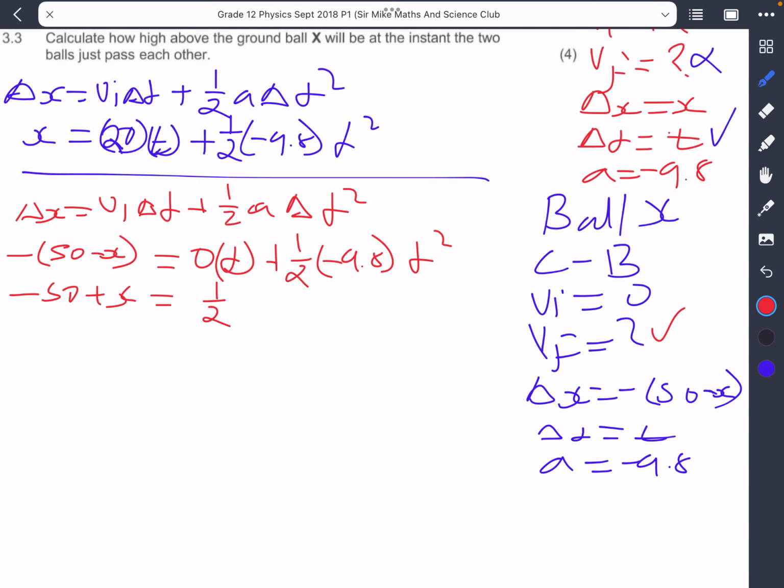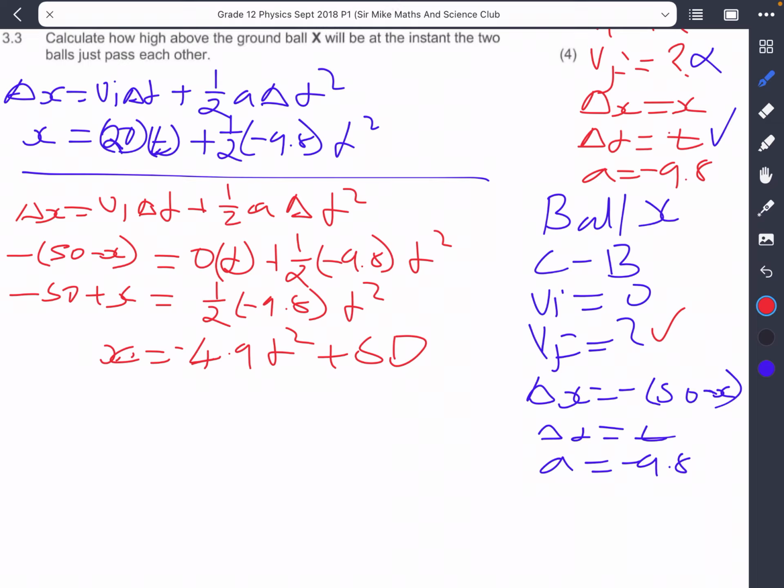a half of negative 9.8 delta t squared. So if I isolate that x, I would have x equal to a half of negative 9.8, which is negative 4.9, so negative 4.9 t squared, plus 50. Remember, when I take this 50 to the other side, it becomes positive since it is negative.